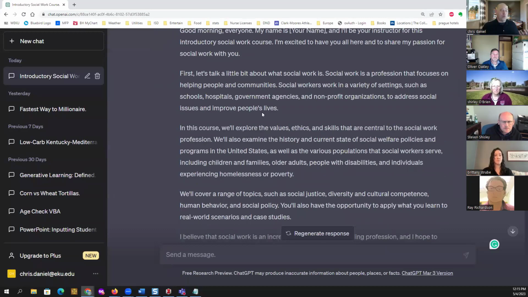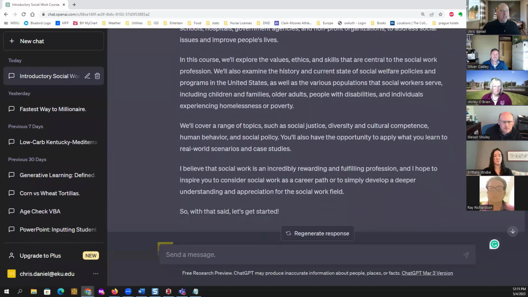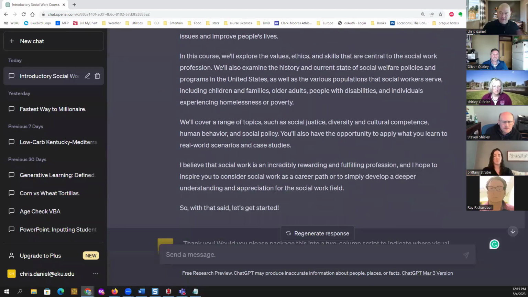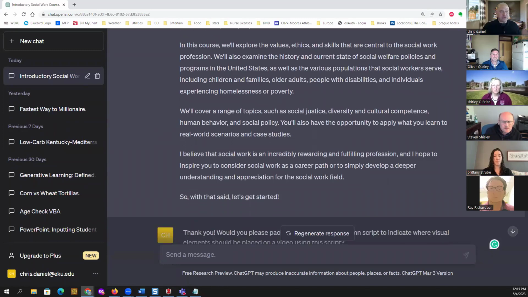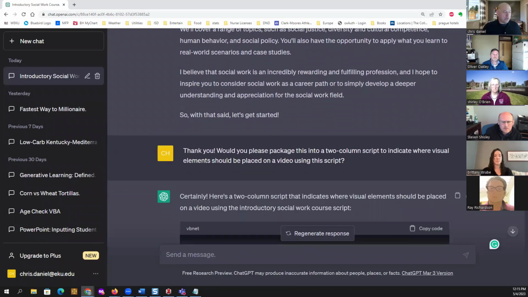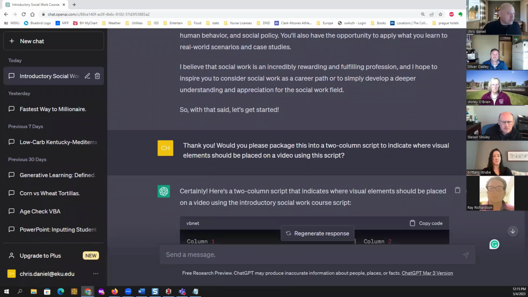Certainly. And so it gave me a script, and it's a pretty generic script. I'm glad to paste that for you to peruse, but it's just a generic intro. I don't know what is important in terms of introducing that topic, but this is a script that I could quickly work from. I could send that to a faculty member and they could give me some notes. They could give me some pointers.